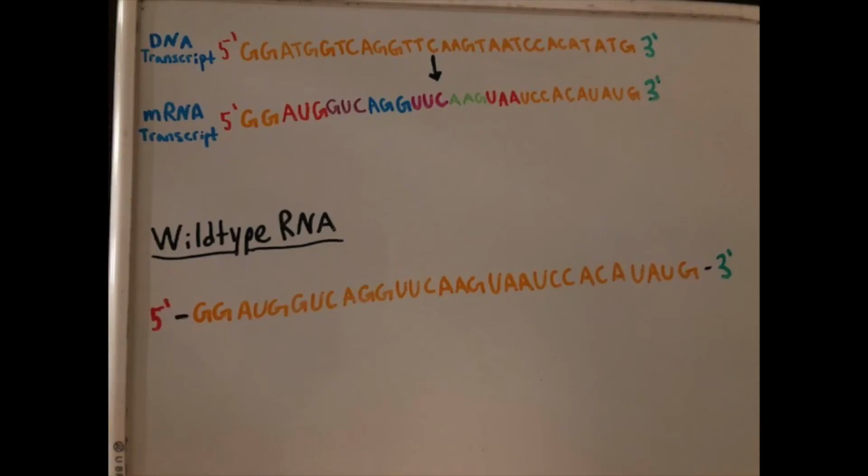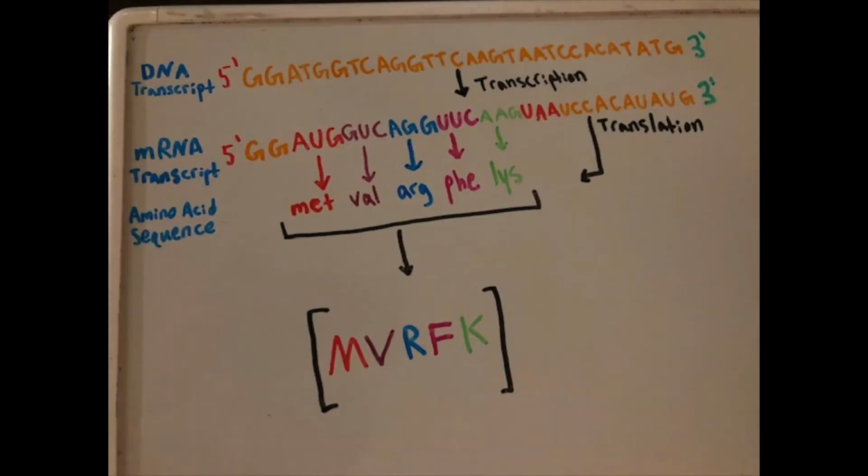Now that we have our coding strand, we will transcribe this into our mRNA sequence labeled below. This process will just replace the T's with the U's. We can now translate this mRNA transcript into an amino acid sequence starting with our start codon, AUG, which codes for methionine. Moving down to our next codons, we have GUC coding for valine, AGG coding for arginine, UUC coding for phenylalanine, AAG coding for lysine, and UAA, which is our stop codon.